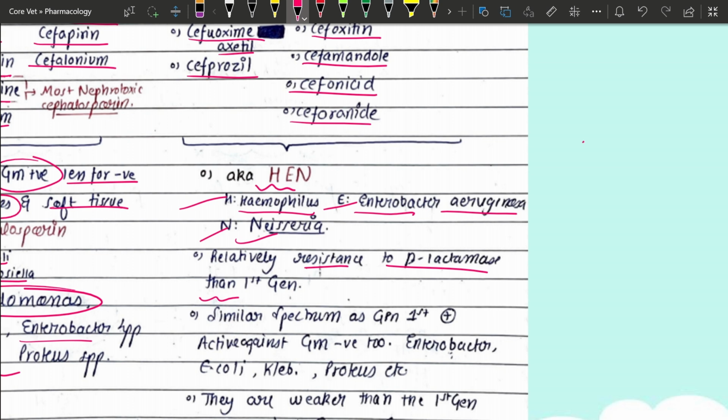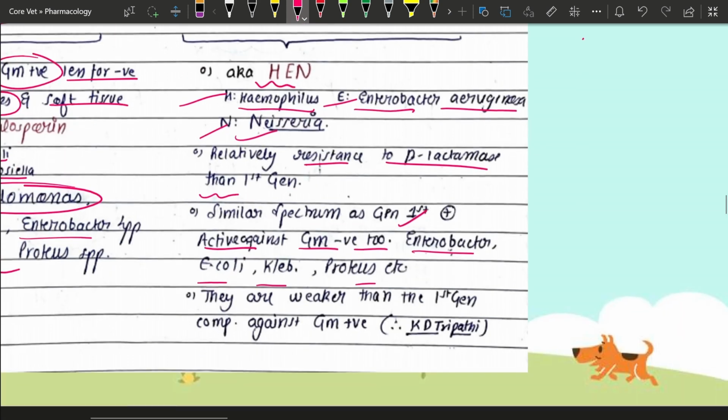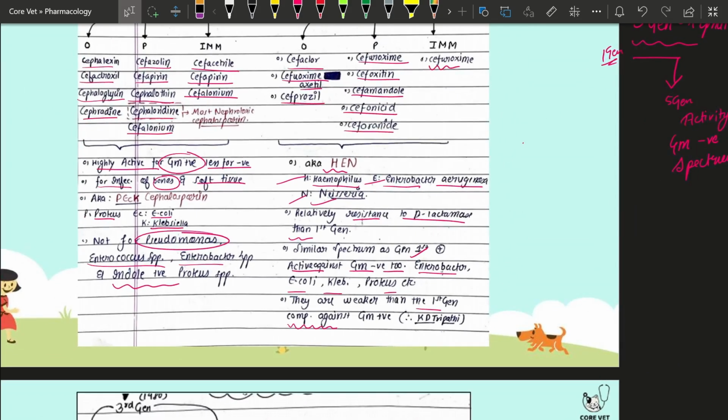If you compare with the first generation, they are relatively more resistant to the beta-lactamase, right, and having a similar spectrum as that of the first generation, they are active against gram-negatives too, like Enterobacter, E. coli, Klebsiella, and Proteus. They are weaker than the first generation when you compare gram-positive activity, so not by much, but comparatively weaker. So that is the point you have to remember.